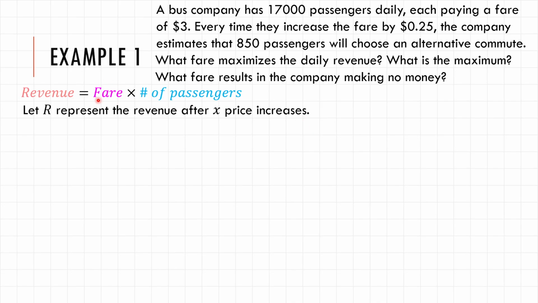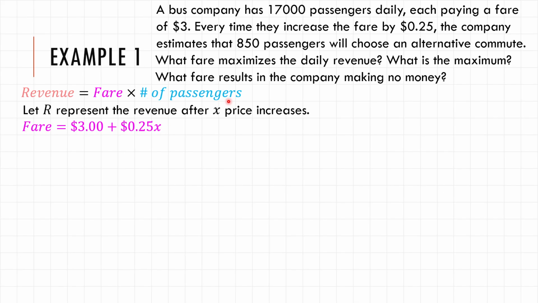The fare is pretty easily calculated. If we're increasing the price X times, the fare starts at $3. And every time we increase the price, we're adding 25 cents. So we're taking $3 plus 0.25 times X price increases.